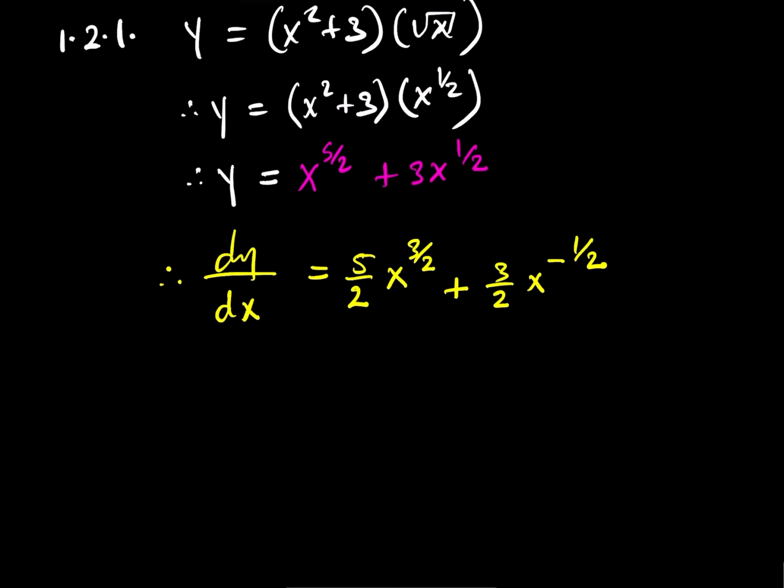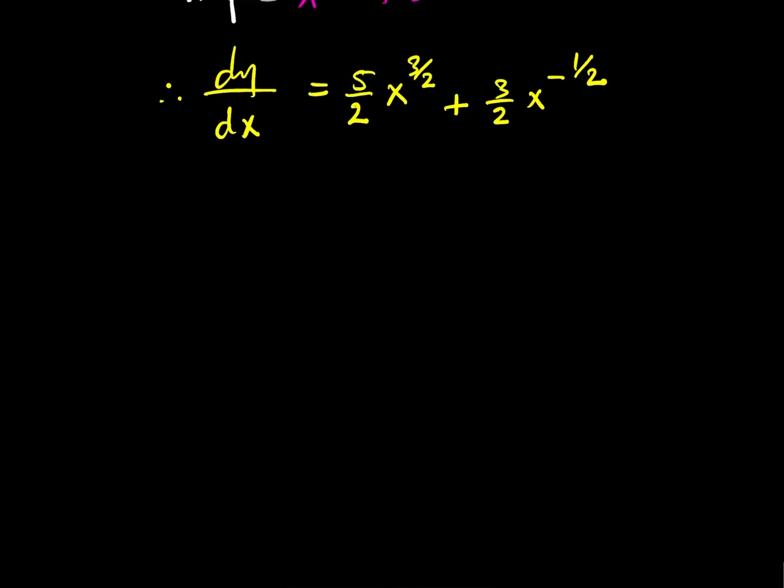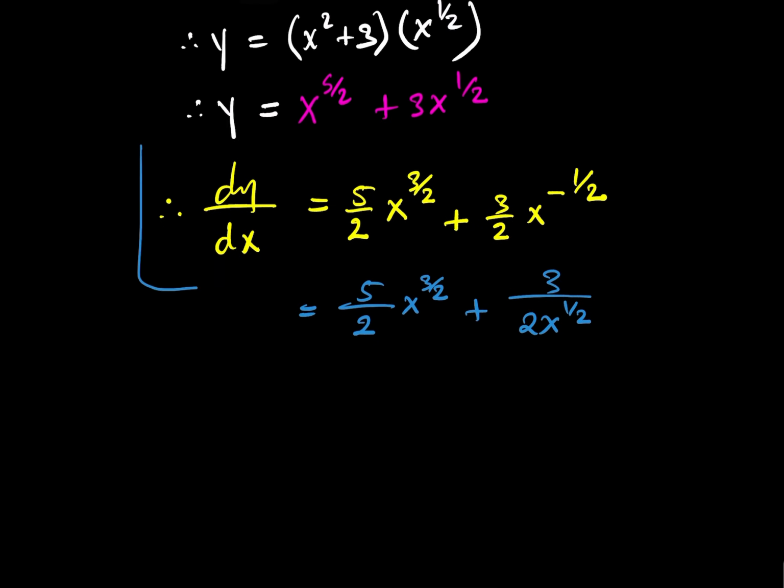But normally they are very clear to say leave your answers with positive exponents. So you can rewrite this in this way to say this is 5 over 2 and then x to the power 3 over 2, plus 3 divided by 2x to the power 1 over 2. Or you can really leave it here if they don't tell you to leave your answer with a positive exponent. Now I'm going to go to the next question.